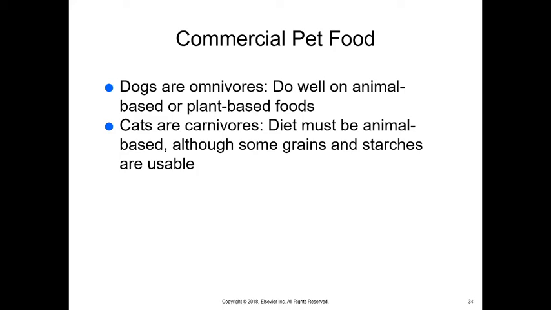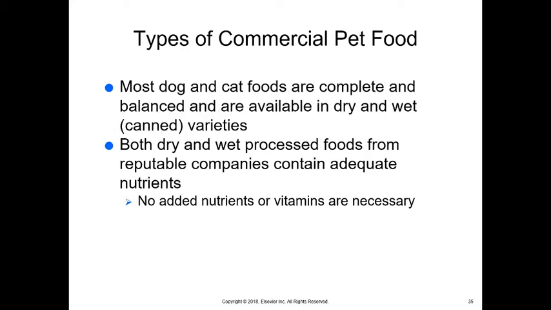They can live as a vegetarian if they are given the correct protein amino acid balance. Cats, on the other hand, are obligate carnivores. Their diet must be animal-based, although you can use some grains and starches and vegetables as well. But you cannot substitute the meat at all.